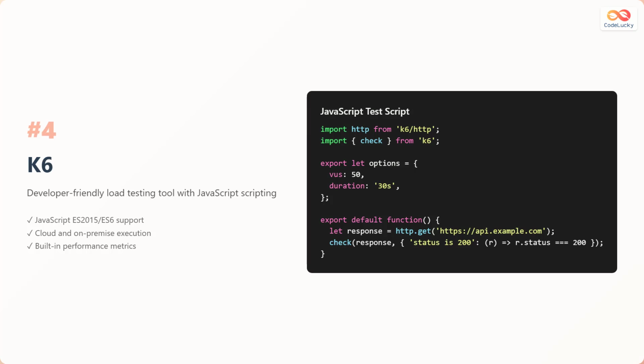A JavaScript test script looks like this. import http from k6/http. import check from k6. export let options, vus 50, duration 30 seconds. export default function, let response equals http.get with the URL as https://api.example.com. check response status is 200, r.status equals 200.